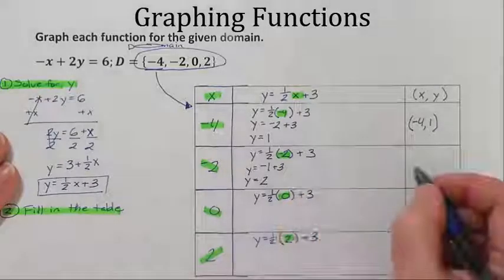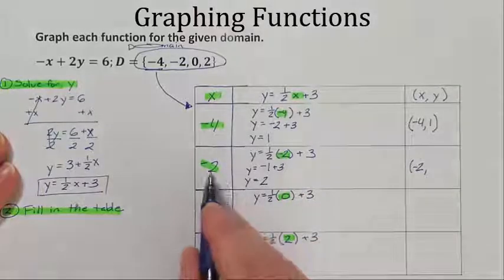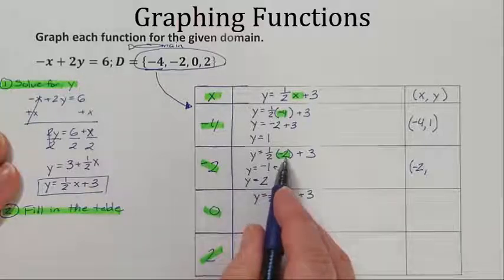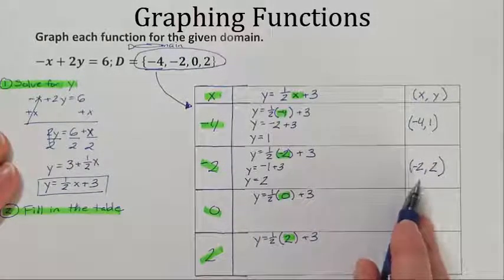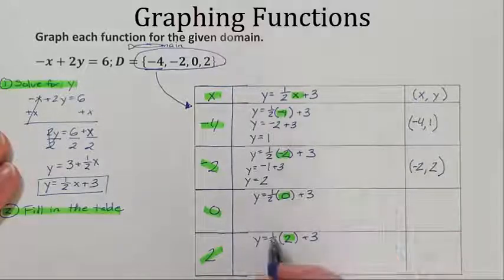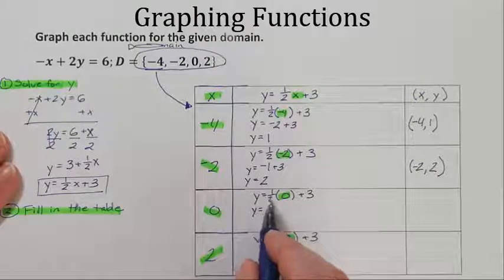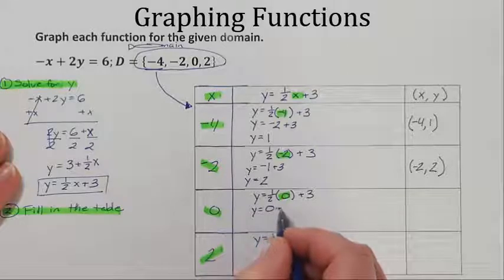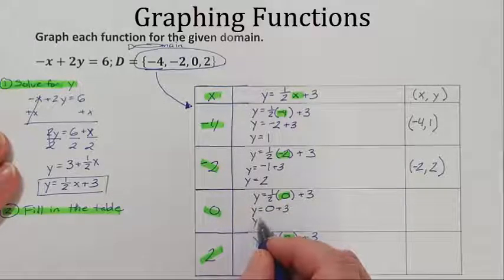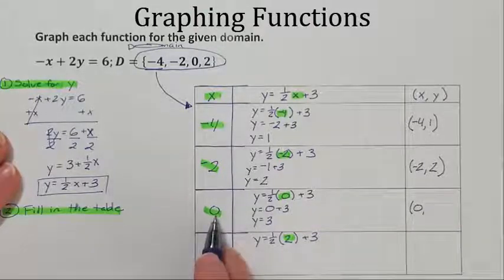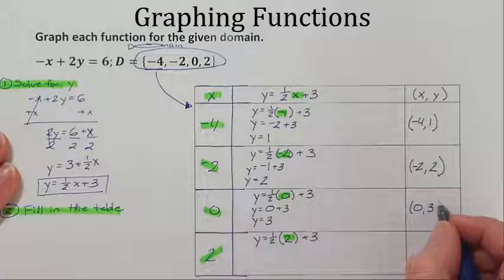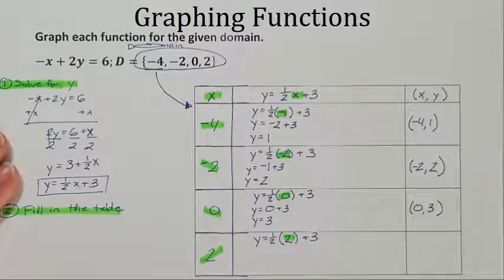So when I plugged in -2 to my highlighted number, I got an answer of 2. So my xy coordinate point is -2, 2. Going on to the next one. Y equals 1/2 times 0 is 0, and then we're still supposed to add that 3. 0 plus 3 is 3. So when I plugged in 0 to the highlighted number, I got an answer of 3. So my coordinate point is 0, 3.